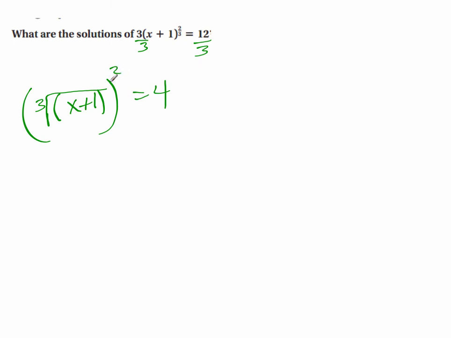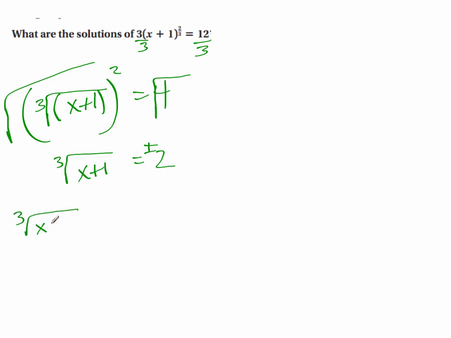When I do that, now when I take the square root of both sides, I'm going to be left with the cubed root of x plus 1, and the square root of 4 is 2. Now I took the square root, so it could be plus 2 or minus 2. So I need that plus or minus. So I'm going to have two equations. The cubed root of x plus 1 is equal to 2, and the cubed root of x plus 1 is equal to negative 2.